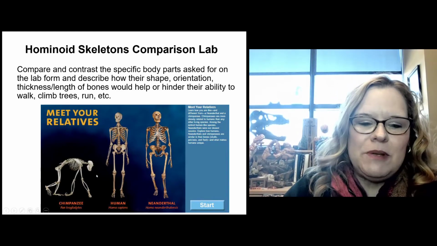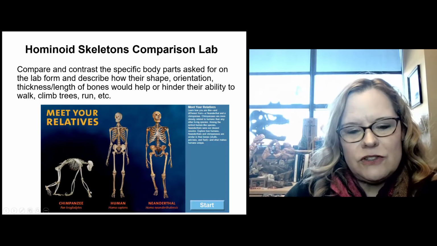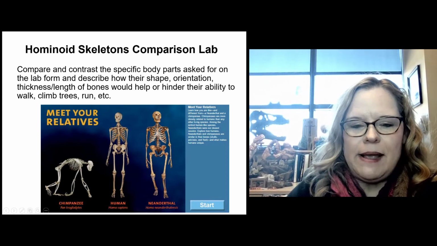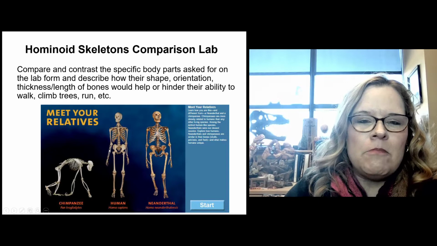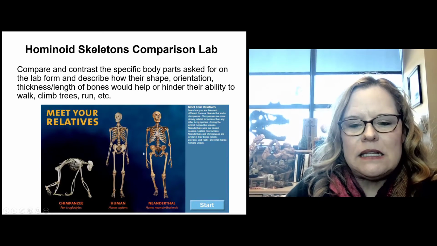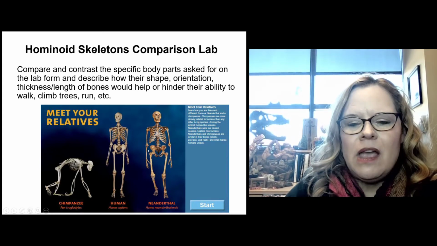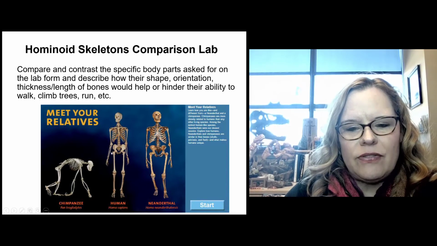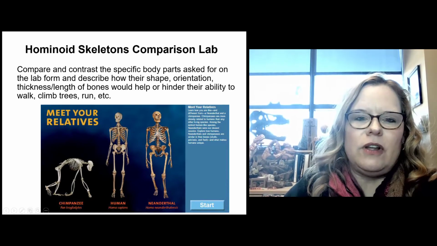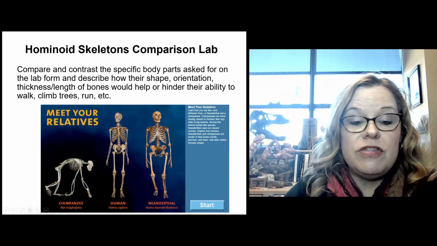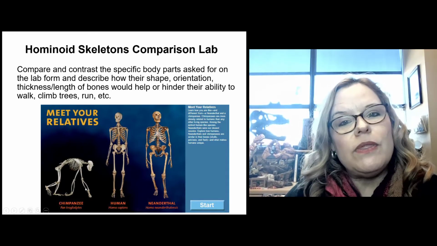In this lab, you'll be comparing a variety of different bones. Let's just say these bones right here. Here's a chimpanzee. Here's a modern human, Homo sapiens, and then here is a Neanderthal. And if you start looking at these, you're going to notice a difference. These two are pretty similar. This one is not. Why would that be?